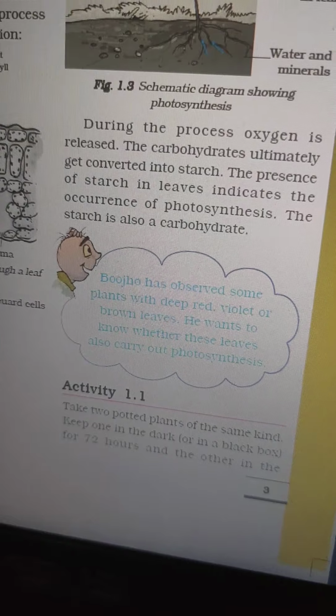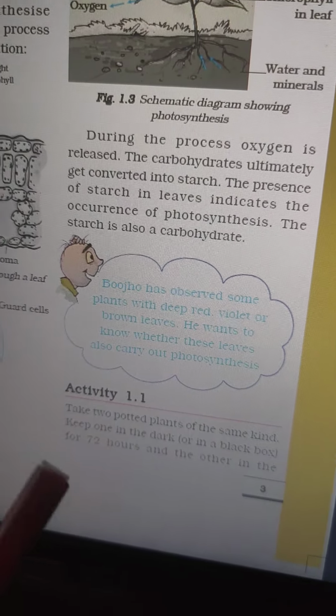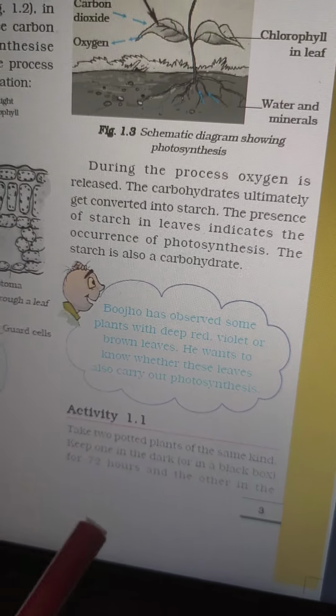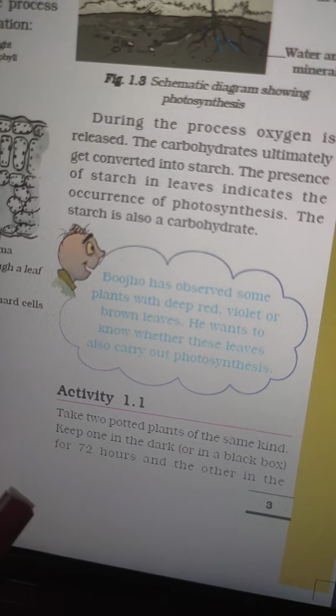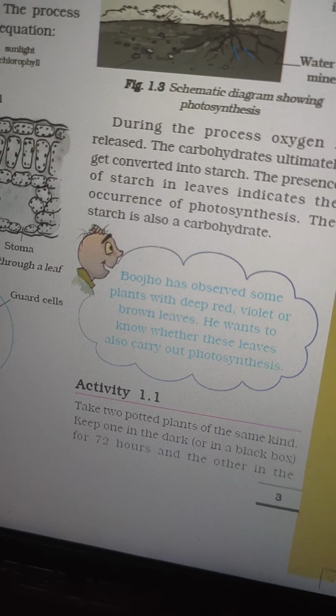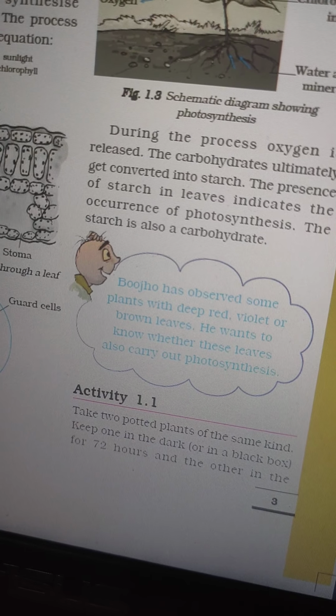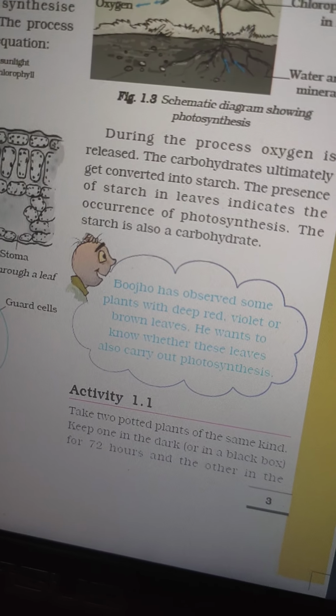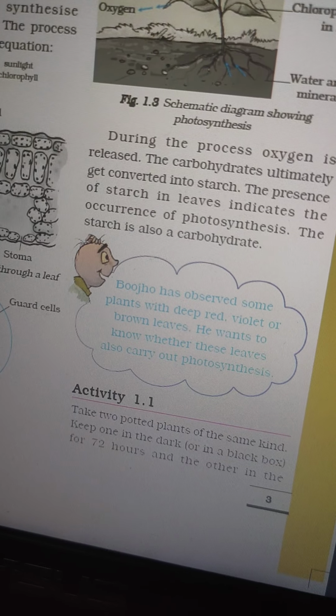Okay, now this activity. What is given in this activity? Here it is proved that plants store their food in the form of starch. How can we prove that? In this, we have to take the leaves from two plants. One leaf is taken from the plant which is kept in the sunlight, and the second leaf is taken from the plant which is kept in the dark.